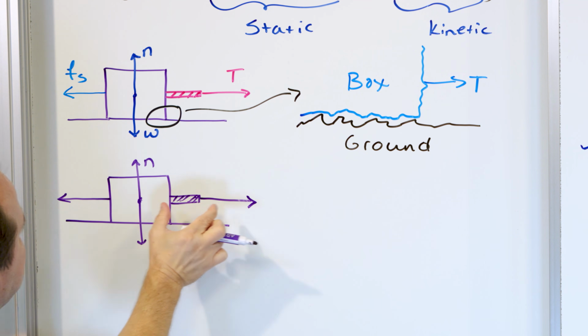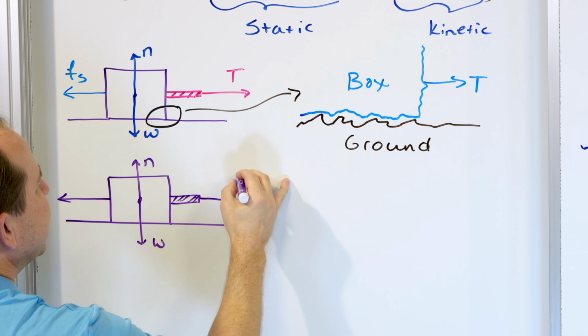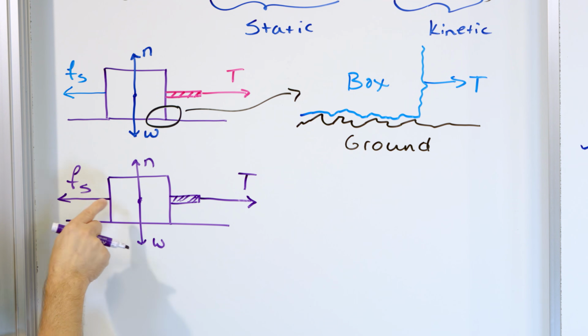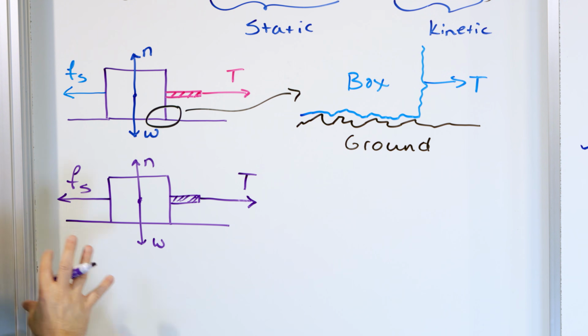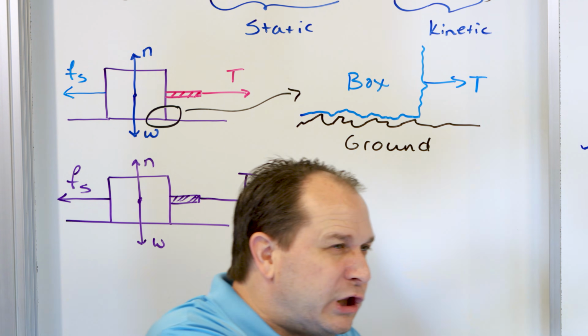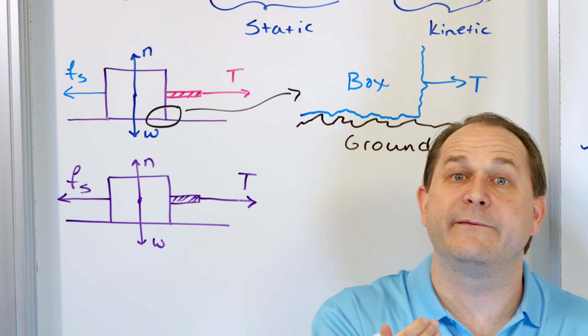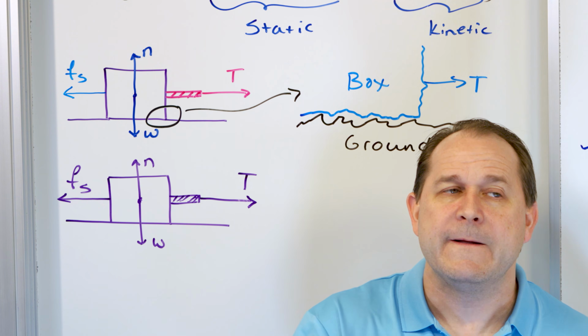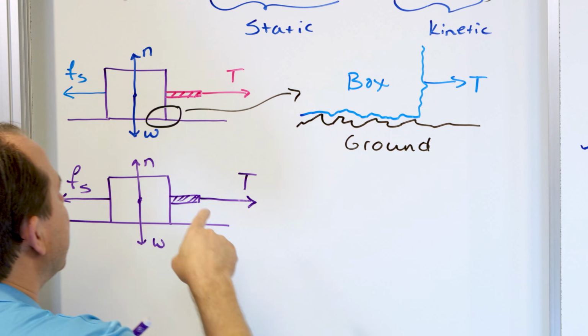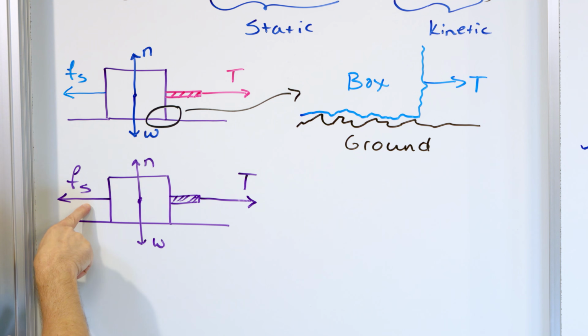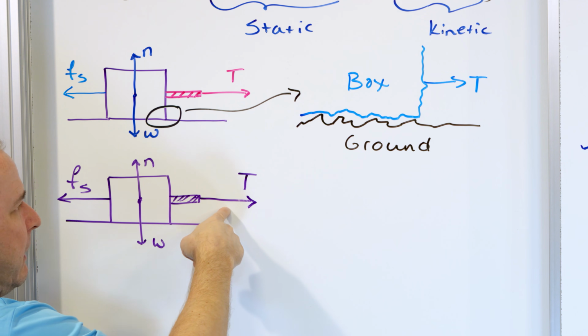I'm trying to draw these the same length. I'm not doing a great job. But the tension here and the static frictional force, if the object is still not moving even after I pull a little bit harder, then the static frictional force must be a little bit bigger in this case than it was in the first case. So in other words, the frictional force gets a little bigger to counteract the bigger pull, right?